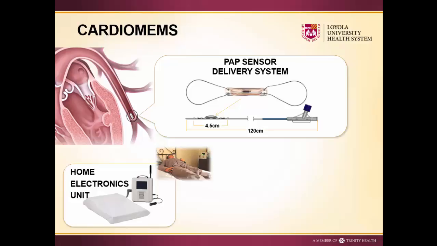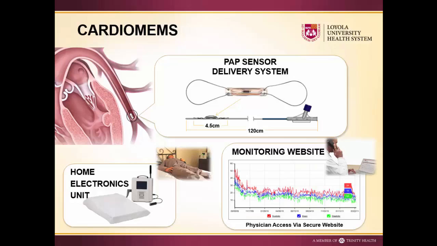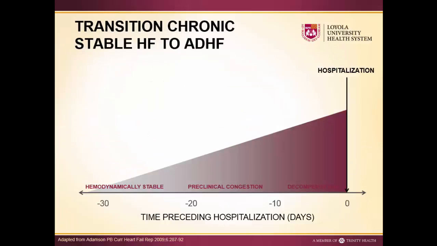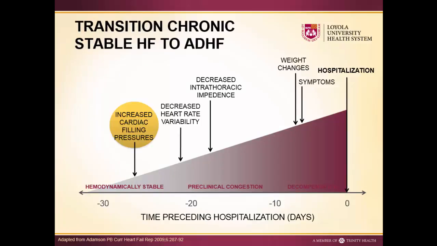From that we can get a recording of the pulmonary artery pressure in a patient who's at home. So essentially this is an ambulatory Swan. This information is relayed to a website that the physician can access, and we find that we are able to pick up on changes in the intracardiac filling pressure, the pulmonary artery pressure, up to about a month prior to when patients are actually getting hospitalized.